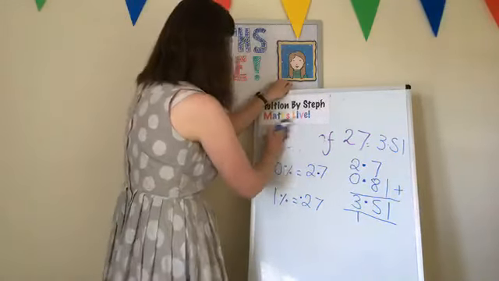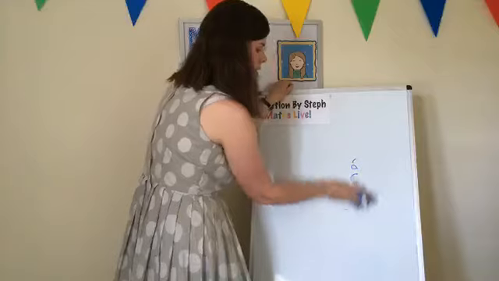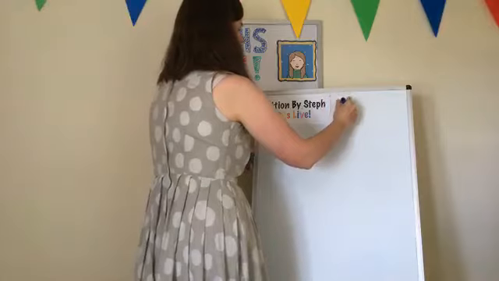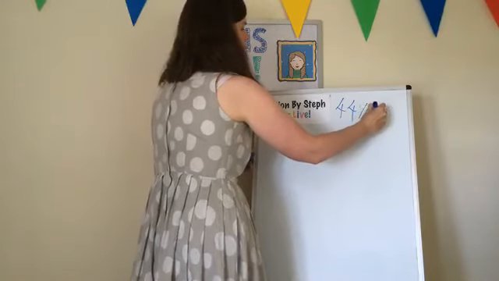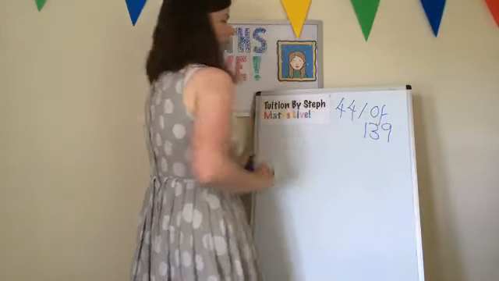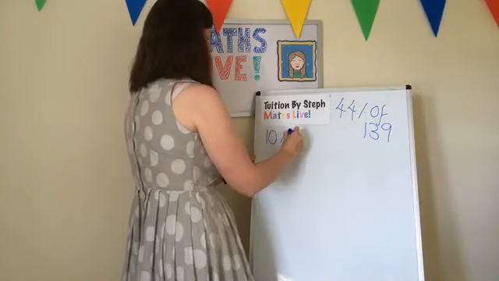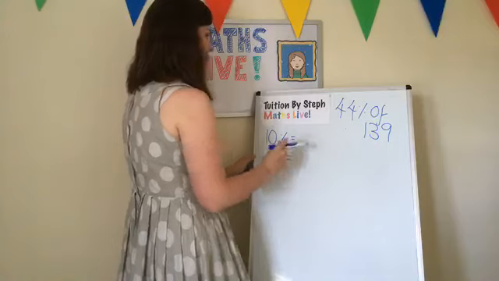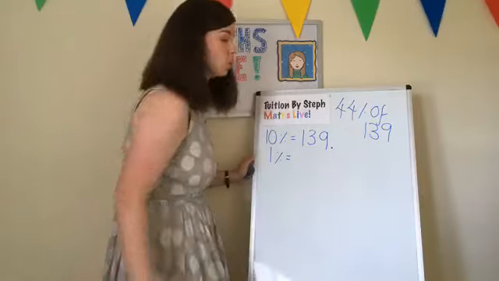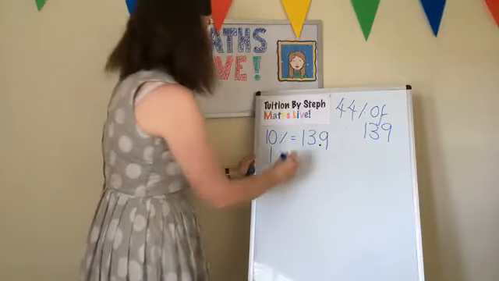Okay, I'll show you another one. Like I say, if you get that 10% and that 1%, you're sorted. So I'm going to try bigger percentages now. 44% of, let me think of a bigger number, 139. 44% of 139. Right, 10% and 1%. So 139. Here's my decimal point. It's a whole number. Move it once to the left: 13.9. And then 1%.